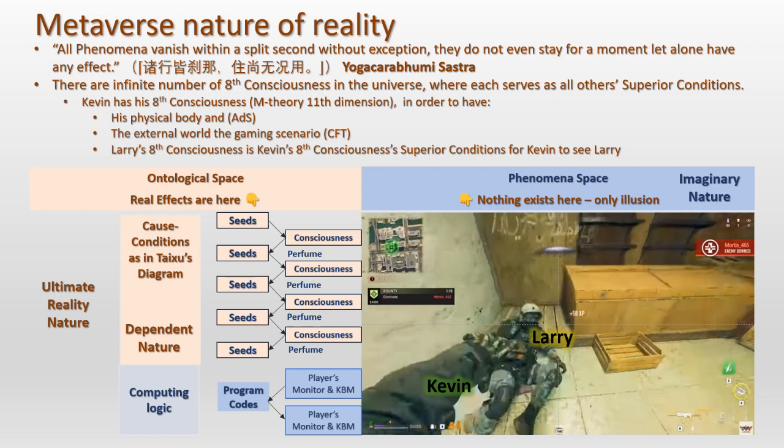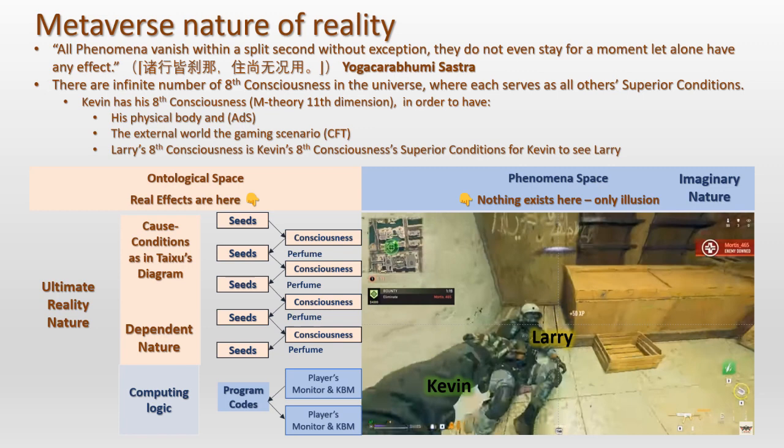Kevin has his own eighth consciousness, which is the M theory 11th dimension. Kevin's eighth consciousness first creates the physical body image of Kevin, and at the same time the external world to Kevin. It was mentioned that the physical body image is the ADS part, where the external world is the CFT part of the ADS/CFT correspondence. Larry also has the same as Kevin. How Kevin can see Larry is that Kevin's eighth consciousness depends on Larry's eighth consciousness as superior condition. This is how Kevin's eighth consciousness projects the image of Larry to Kevin.